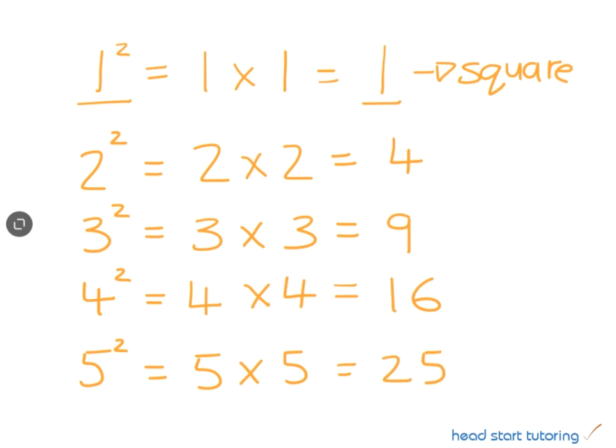So if in a test the question is list the first 5 square numbers, your answer will be 1, 4, 9, 16, and 25.